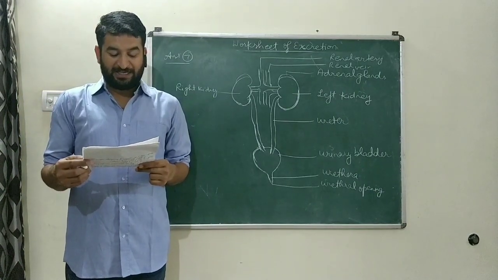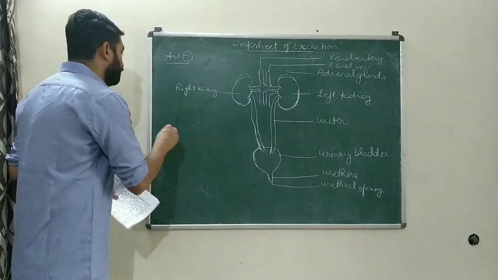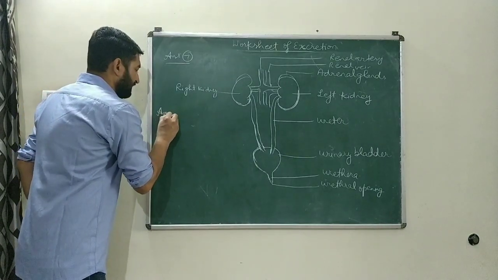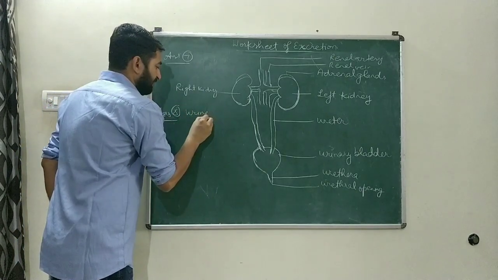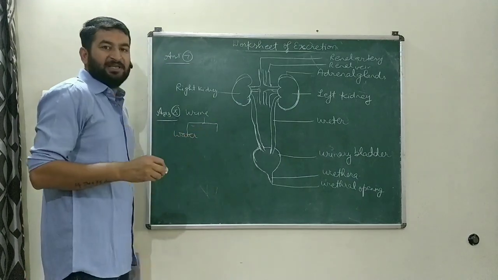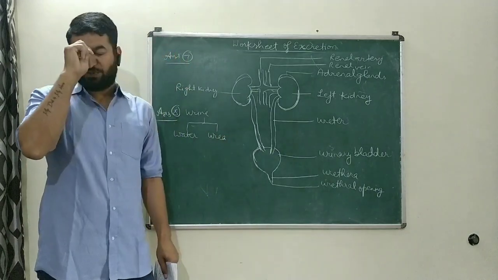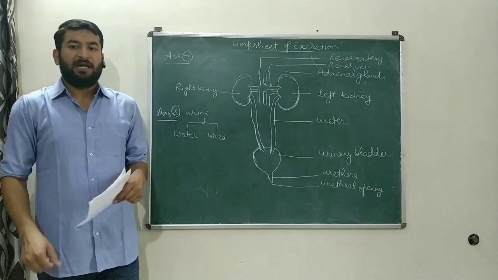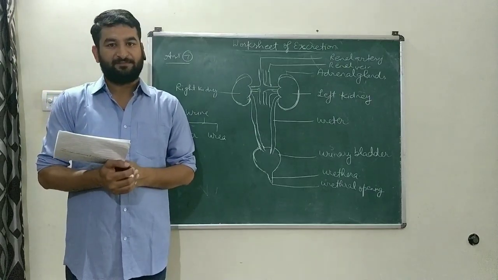The next question is 8th question. Name 2 major components of human urine. The major components of human urine are water, approximately 97%, and urea, the nitrogenous waste which is present in urine. And because of the presence of urea, we are known as ureotelic.